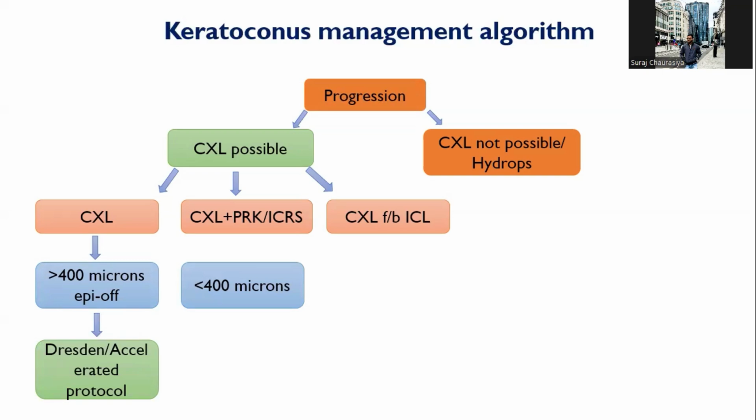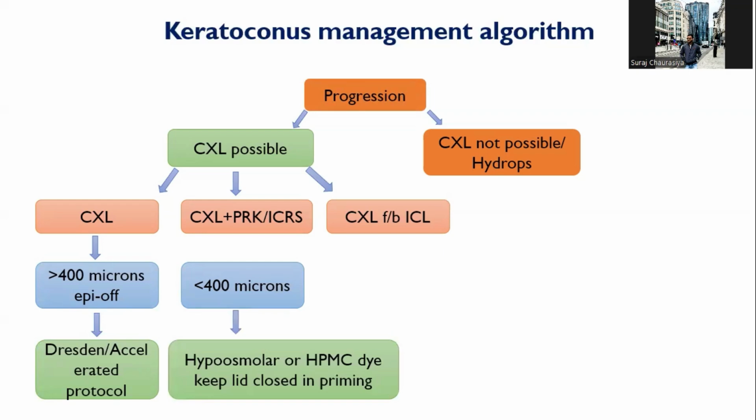And if the corneal thickness is less than 400 microns, then the most effective protocol involves using a hypoosmolar dye, or a hypoosmolar dye prepared with HPMC instead of dextran. There are other combined methods which can be considered, CXL with either PRK or ICRS in selective cases. These approaches can help to regularize the corneal topography and improve the vision quality. And there are other options. ICL can also be considered for a patient with more or less regular astigmatism at least 1 year after CXL.